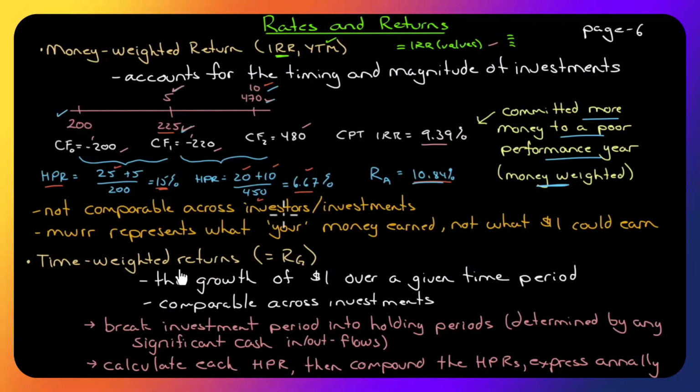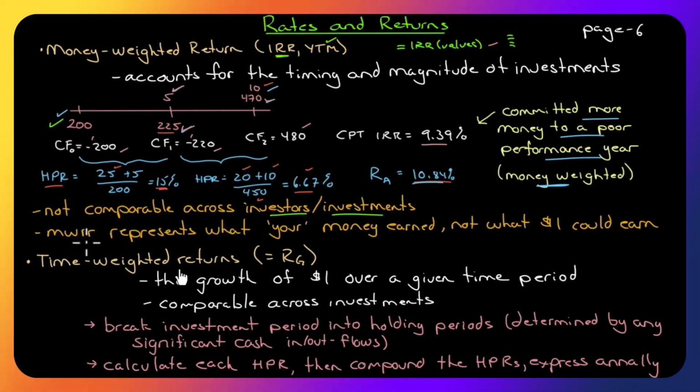This is not comparable across investors or investments. You could look at this particular pattern, and 10 other people could have done the same thing as you, invest in this stock, but they could have committed money in different ways. Another person might have just bought 2 shares at this point of time. Well, their money weighted return would be different than yours. So you can't compare it across investors and investments.